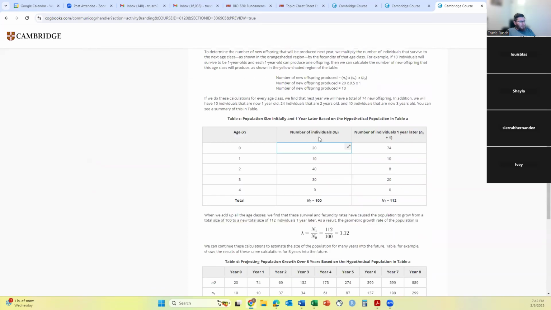And then this is showing the tables, again, they go through the calculations in the text here.